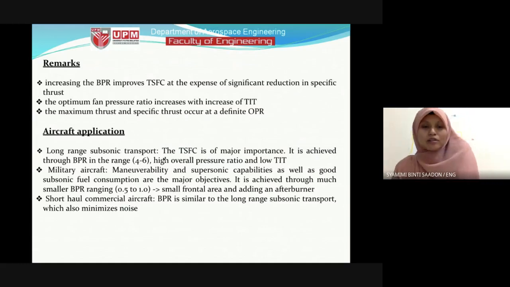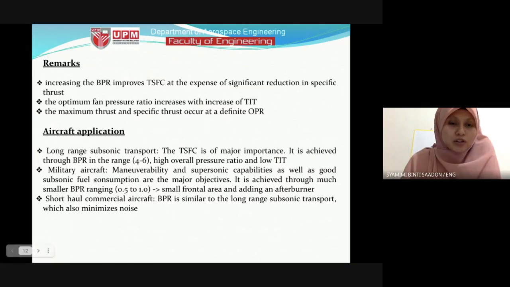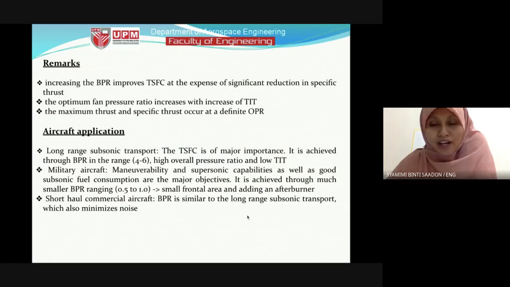Application of the turbofan engine: long range subsonic transport. For subsonic, Mach number below 1, the TSFC is of major importance. So for a long range journey, our main objective is to have less TSFC. Our main focus is TSFC.